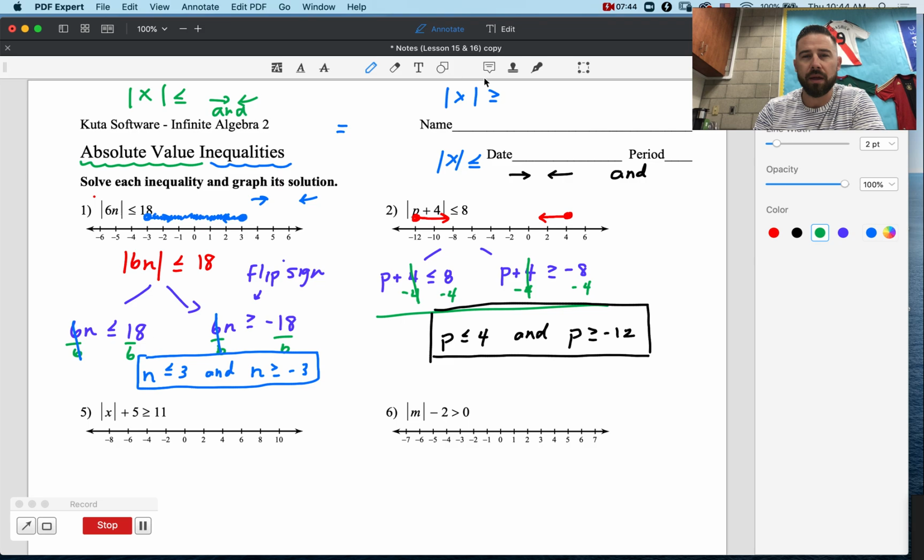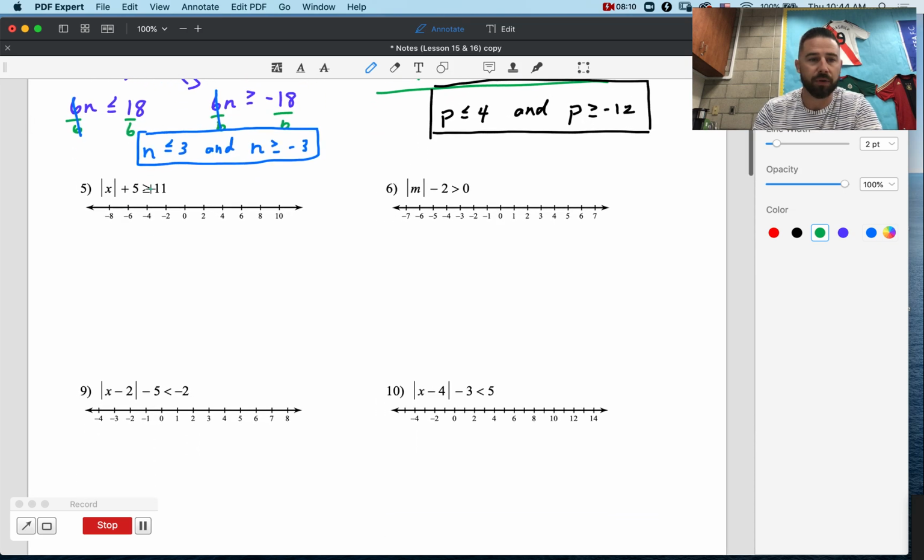So can we make some sort of guess on what's going to happen here? Do you see how the arrow is pointing away from the absolute value? They're not going to be going towards each other. Maybe they're going to be going away from each other. And we're not going to use the word and, we're going to use the word or here. Let's see if that prediction rings true down here, because for number 5, you can see that the arrow is pointing away from the absolute value.